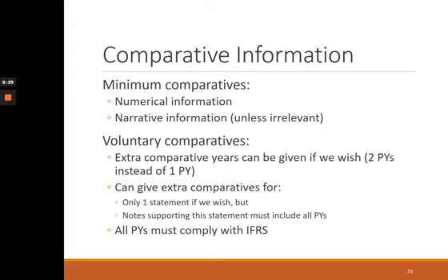Voluntary comparatives, we can provide an extra comparative year, meaning 3 columns. You would have your current year, your prior year, and then your year previous to that prior year. And you can give extra comparatives only for one statement if we wish and not for another. But we must remember that our notes must support the statement if we are including these extra prior years on the face of the statement. We must provide notes as well. All our prior year information must comply with IFRS as well as our current year.